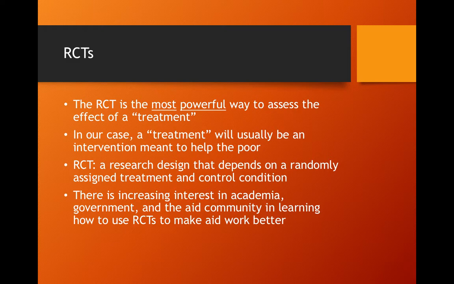So there's these research designs, these RCTs, are really powerful in terms of measuring the causal effects of things on other things. And there's a lot of interest in academia and government, and especially in the aid community, in learning how to use RCTs to make aid work better. So we all know the problems of evaluation in the aid community, but the aid community is trying to get better. It's trying to do more evaluation to make sure that their programs are actually working.